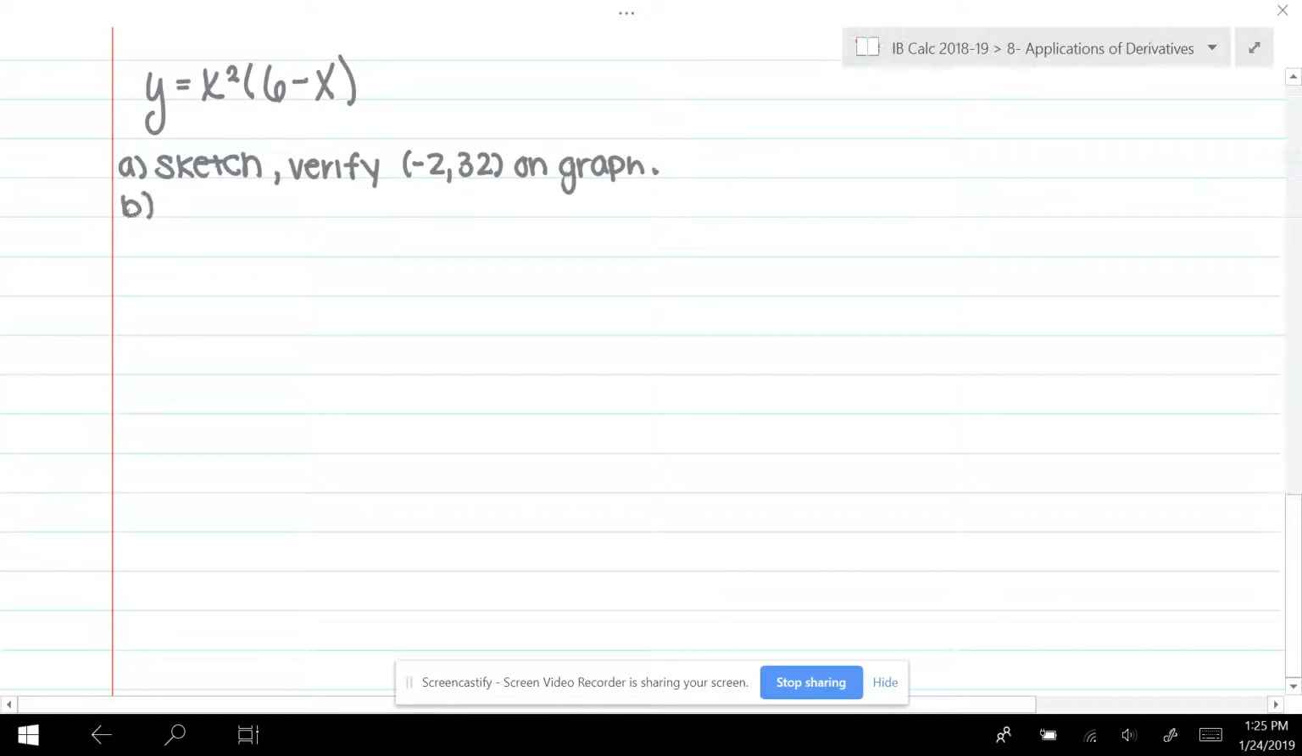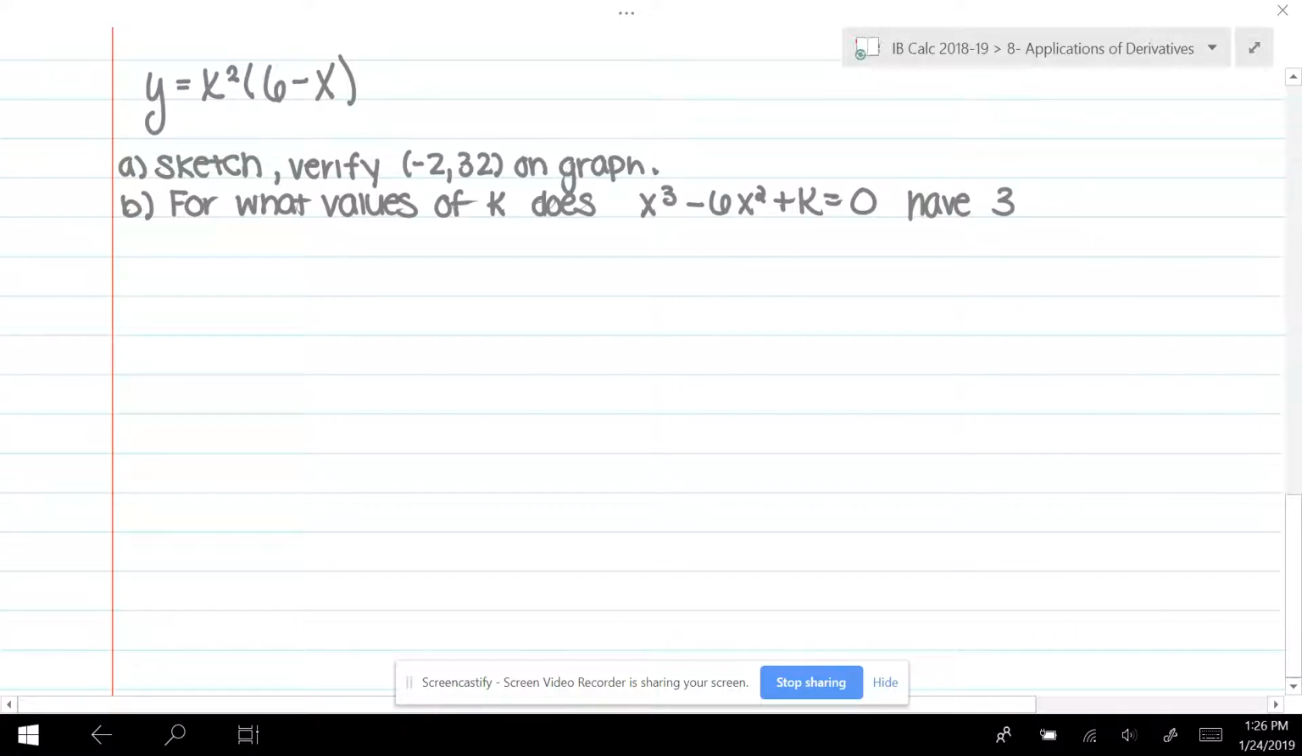And then part B, which is of particular interest: for what values of k does x to the third minus 6x squared plus k equals 0 have 3 real roots? This is scary, right? No, we are not scared. All right, let's plow through this bad boy.